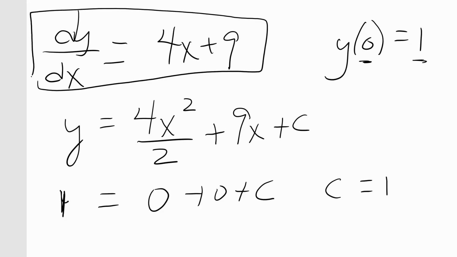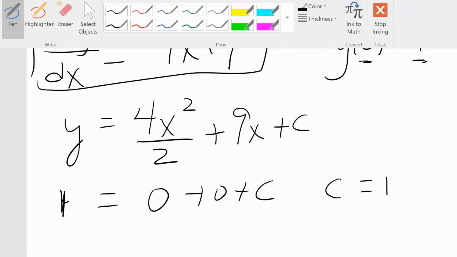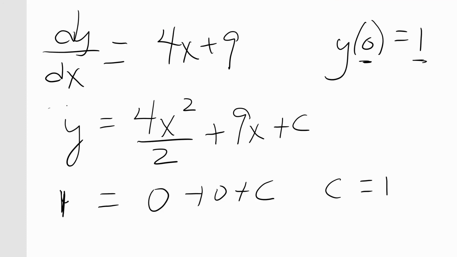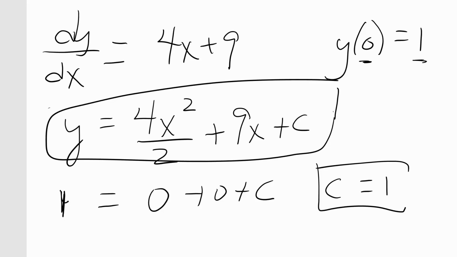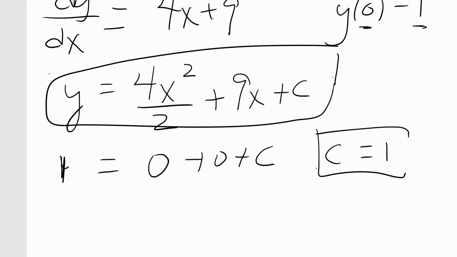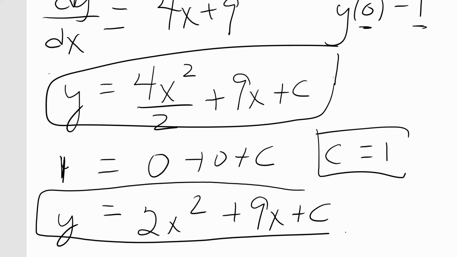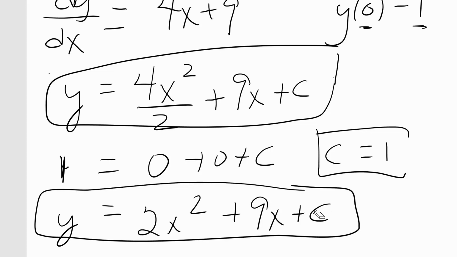Now that I know my original function is here, and I know my c value, I can put it together. And make sure you reduce. So 4 over 2 is 2x squared plus 9x, and I now know that c is 1. So this is the final answer that I'm looking for: 2x squared plus 9x plus 1.